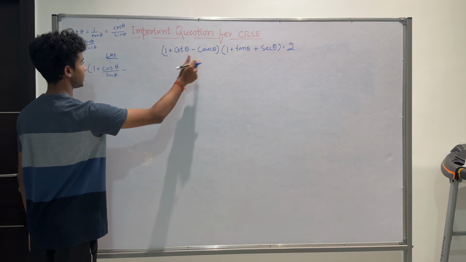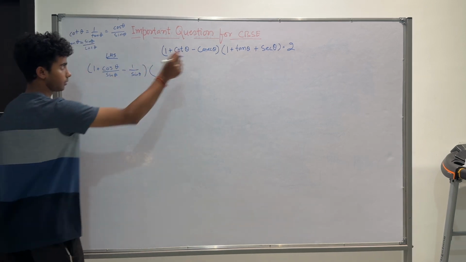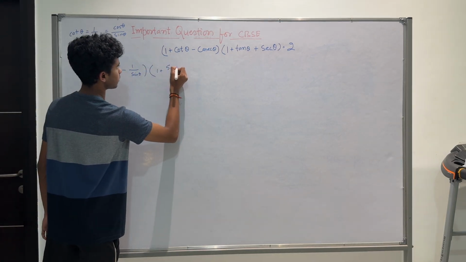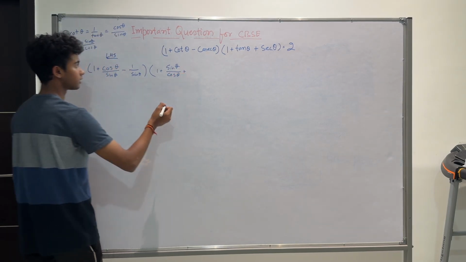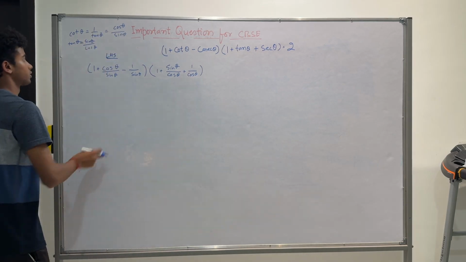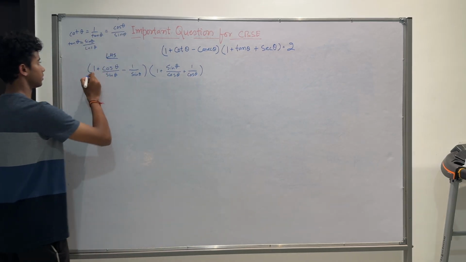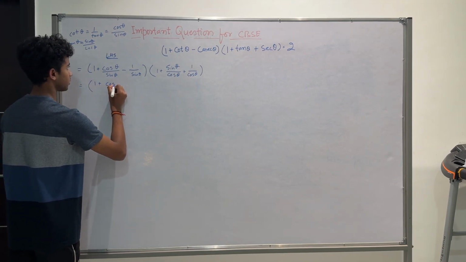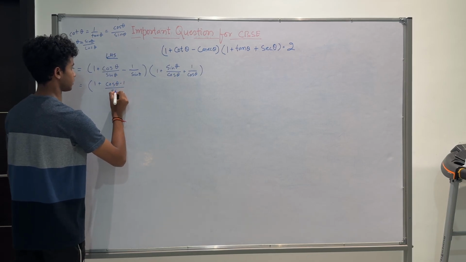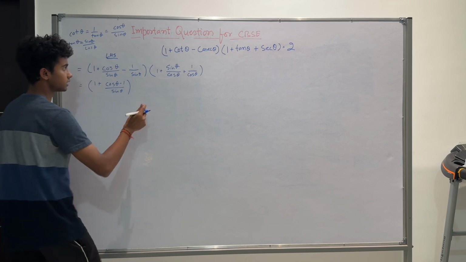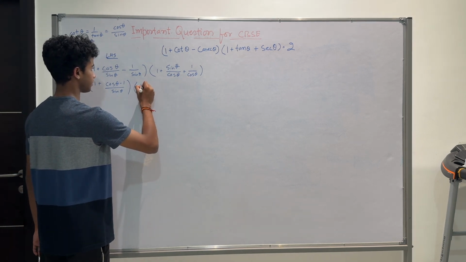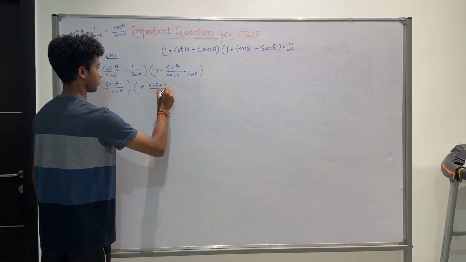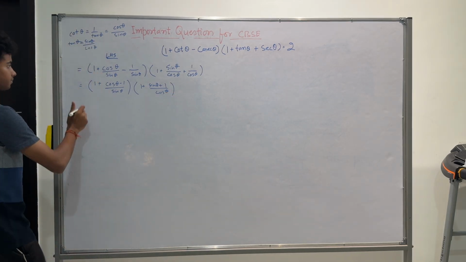and we can write cosec theta as 1 by sine theta. 1 tan theta, again we can write as sine theta by cos theta. So here the denominator is the same, so we can write it as 1 plus cos theta minus 1 by sine theta. In the same case here, the denominator is the same. We can write 1 plus sine theta plus 1 by cos theta. Take the LCM.